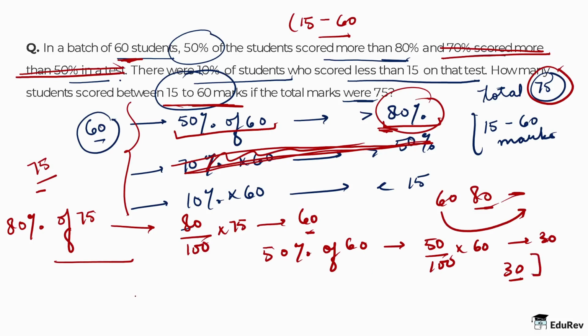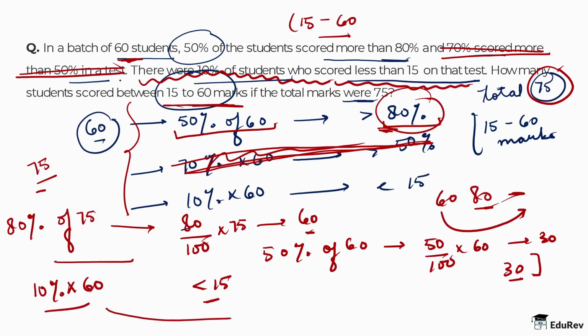Alright. Next, we need to find out the students who scored less than 15. Now there is one line given in your question, that there were 10% of students who scored less than 15 on a test. This means that 10% of students, that is 10% of 60, scored less than 15. So 10% means 10 upon 100 into 60. That is going to be purely 6. So 6 people scored less than 15.